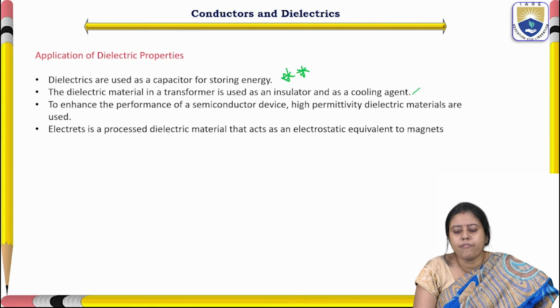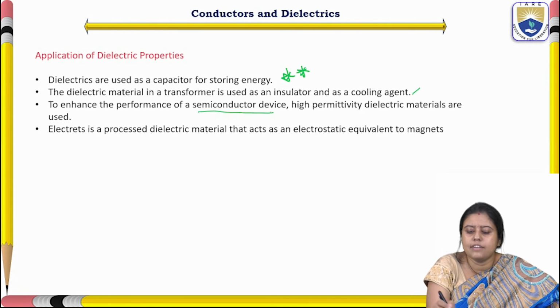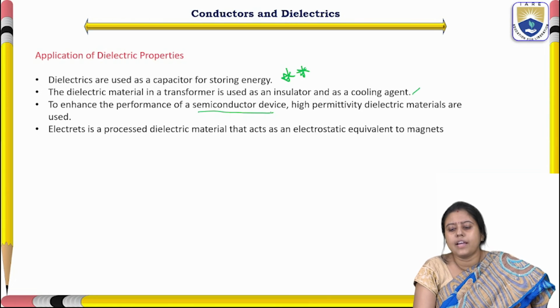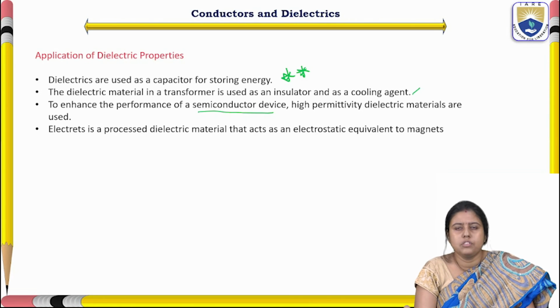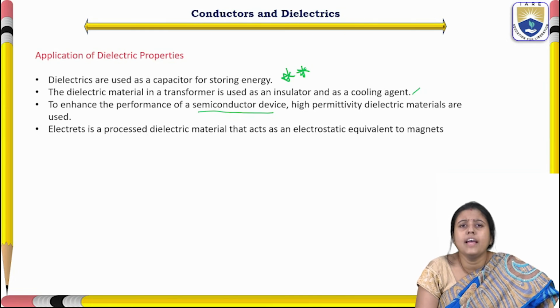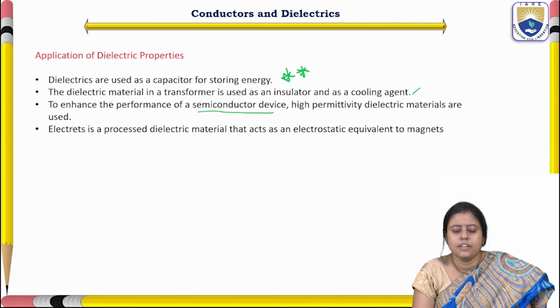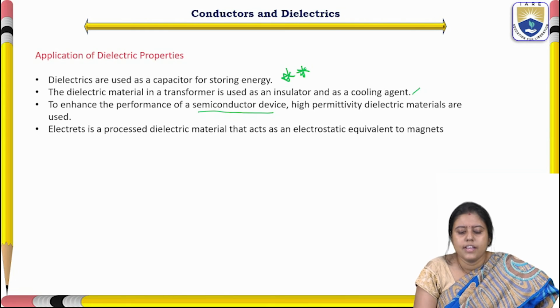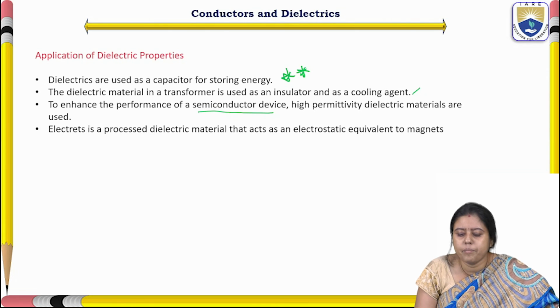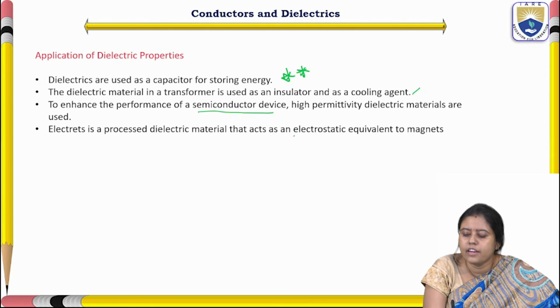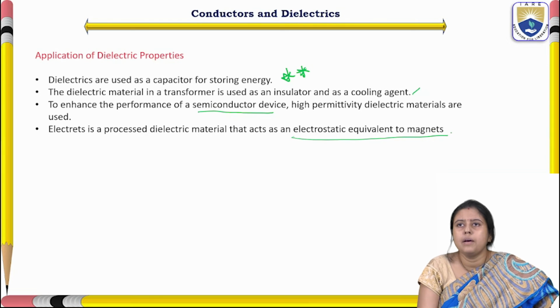To enhance the performance of the semiconductor drives, high permittivity dielectric materials are used. This is used for electronics equipment. The electret is a processed dielectric material that acts as an electrostatic equivalent to the magnet.